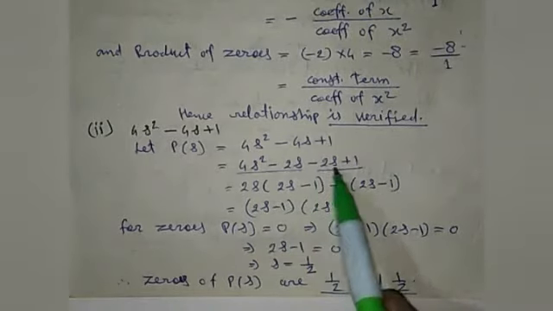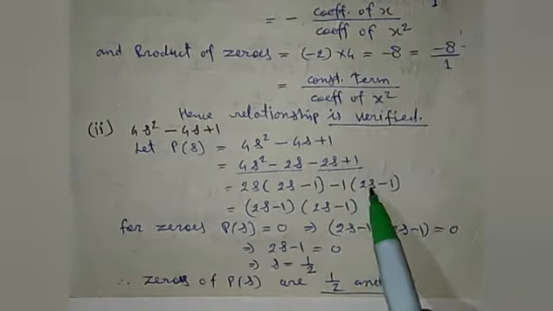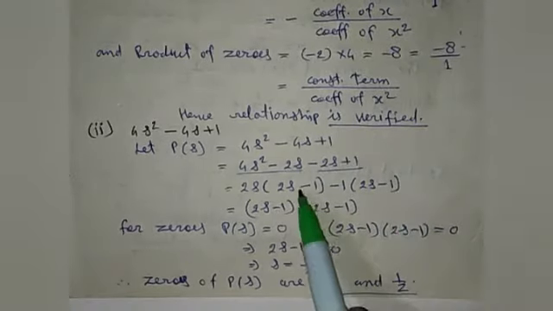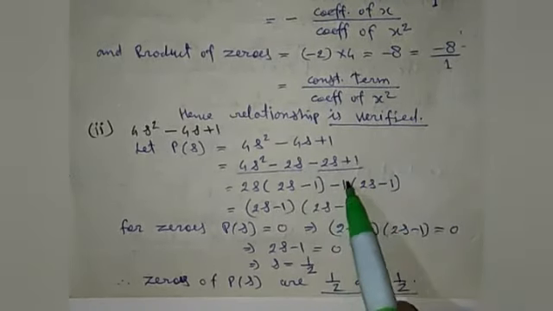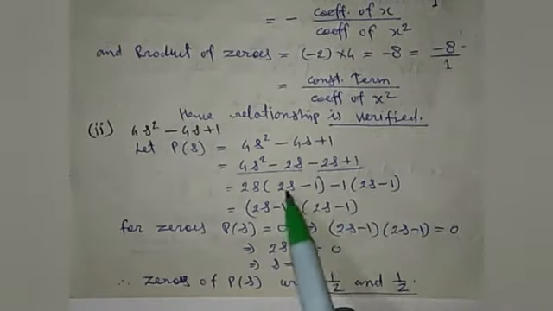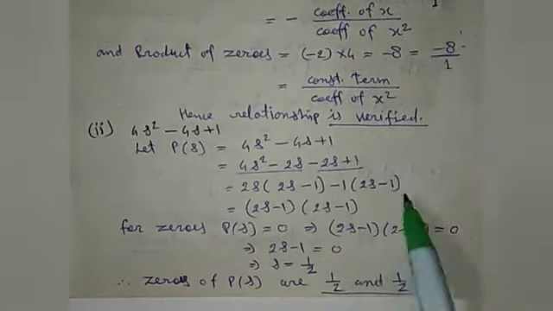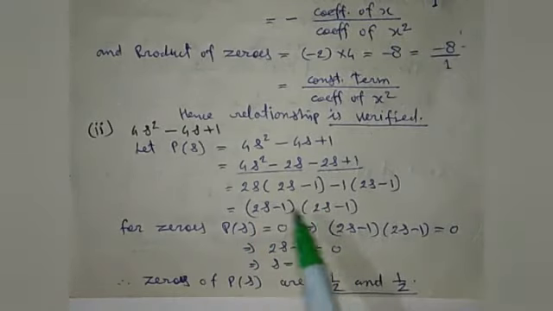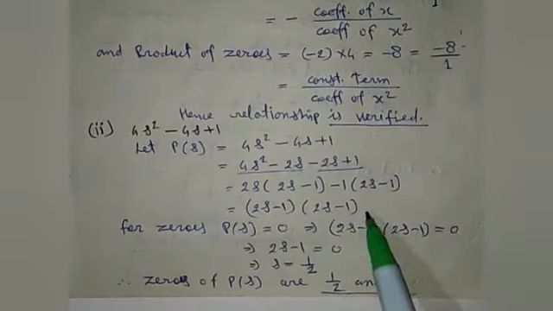And here minus 1 is common. So it will be equal to minus 1 into (2s minus 1), because the brackets should be equal. So here I have taken minus 1 as common. Taking (2s minus 1) common in the whole, you will get (2s minus 1) into (2s minus 1). So both the factors are the same.